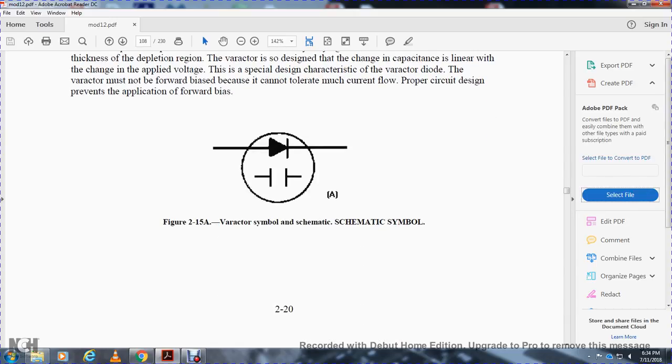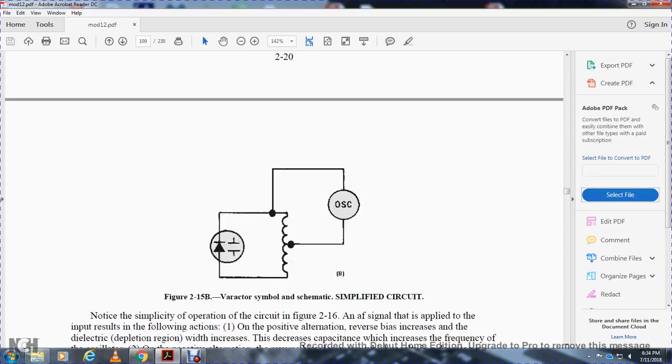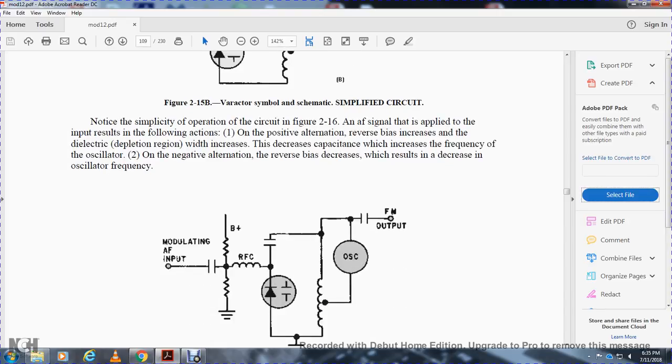The diode capacity is shown in a circle, that is your varactor symbol, and it is shown with the inductor in the oscillator circuit. Note the simple operation of the circuit in Figure 216. The audio frequency is applied as the input. On the positive alternation, the reverse bias increases, which increases the depletion region, decreasing the capacitance and increasing the frequency of the oscillator. On the negative alternation, the reverse bias decreases, which results in a decrease of the oscillator frequency.